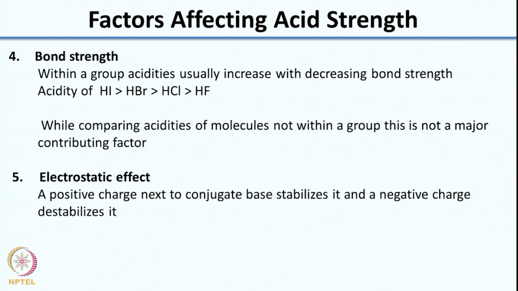The other is what is called an electrostatic effect. Electrostatic, as the name suggests, we are talking about charges. So you can have the case where you have a positive charge next to the conjugate base. Your conjugate base is negatively charged. Now if you have a positively charged species next to your conjugate base, obviously it will stabilize your conjugate base due to electrostatic interactions, and if you have a negative charge, it will destabilize it due to repulsion. So let us see a classic example for that.